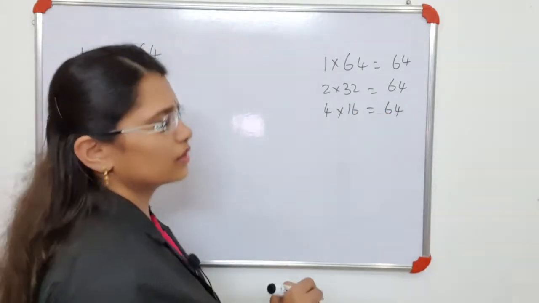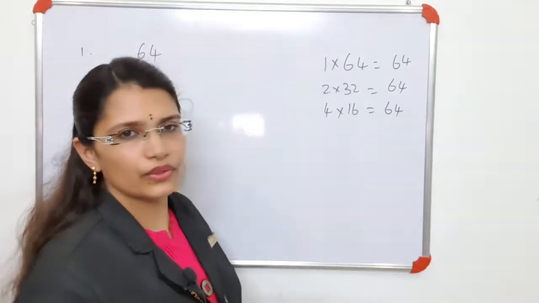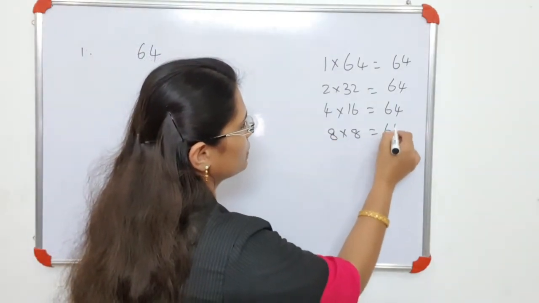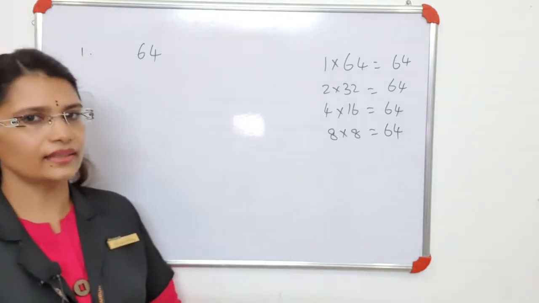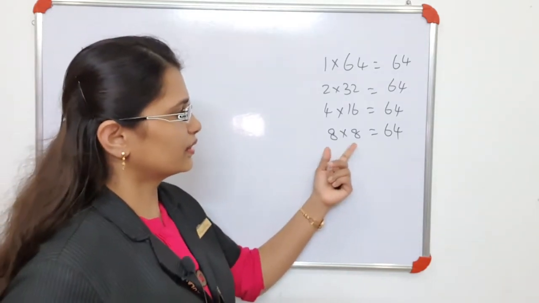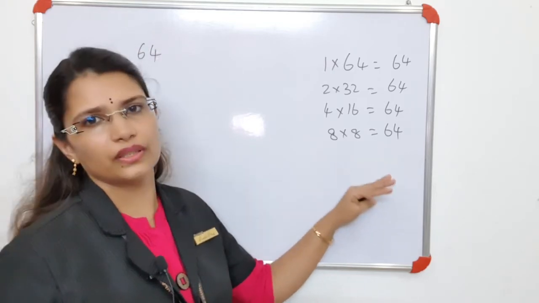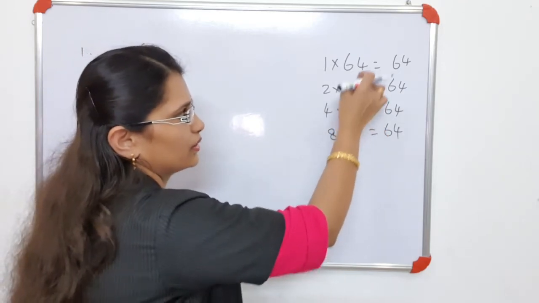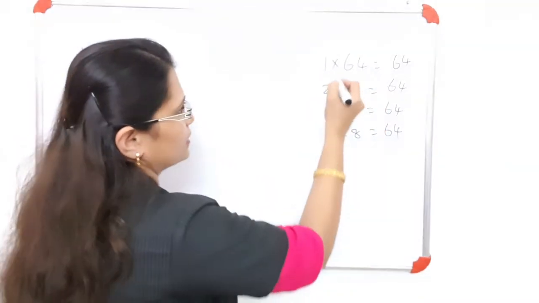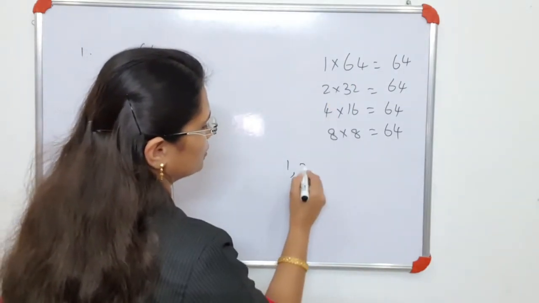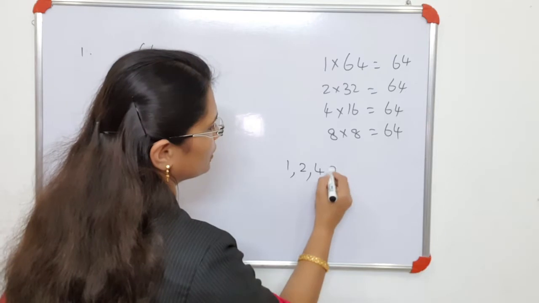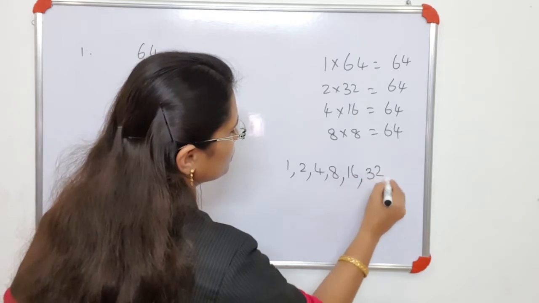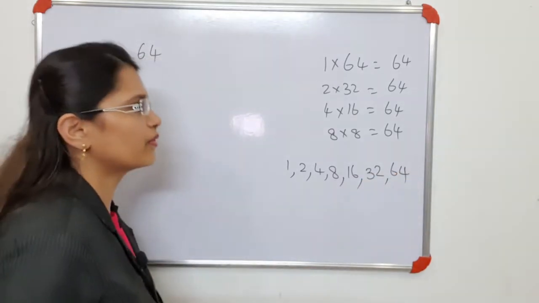5 table, there is no 64. 6 table also no 64. 7 table no. 8 table, 8 into 8 is equal to 64. Right? Then here if 8 into 8 is the same number, so stop this. So then 9, 10, 11, no 64 is coming, then 16 only, then 32, 64 only. So which are the factors? 1, 2, 4, 8, then 16, 32 and 64. These are the factors of 64.